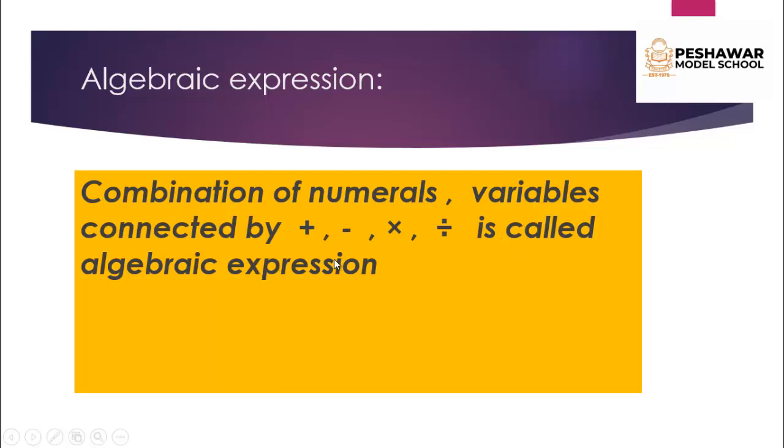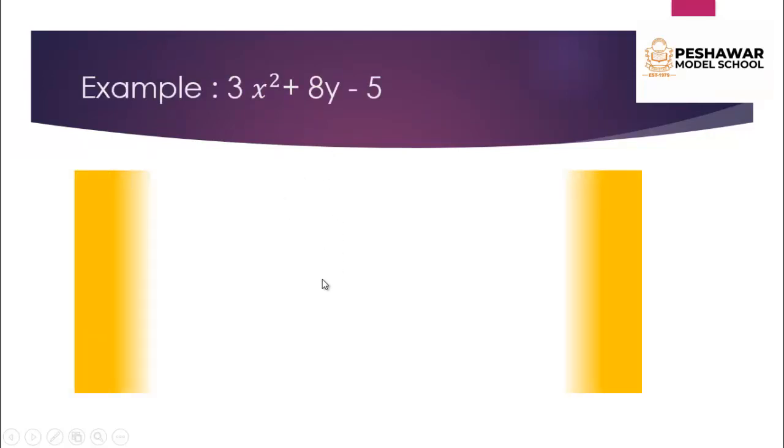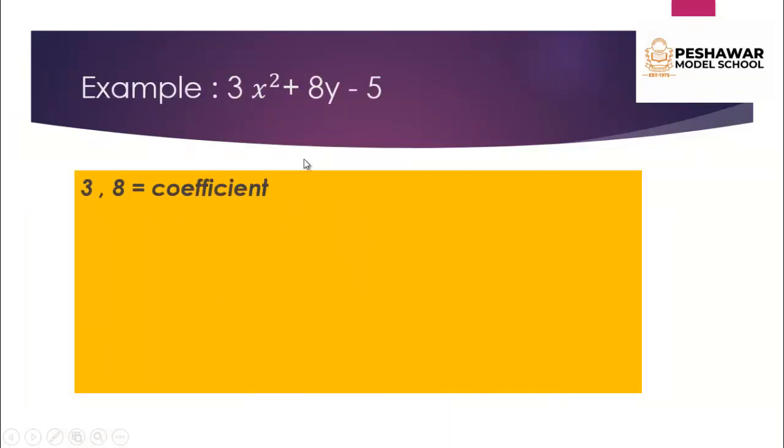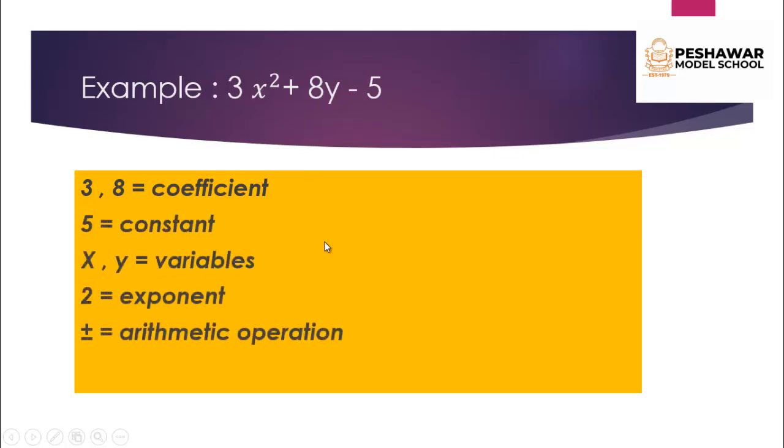Now look at the example 3x square plus 8y minus 5. In this example 3 and 8 are coefficients, right? Because what are the coefficients? The numbers which are written beside the variables are called coefficients. So 3 and 8 are called coefficients.